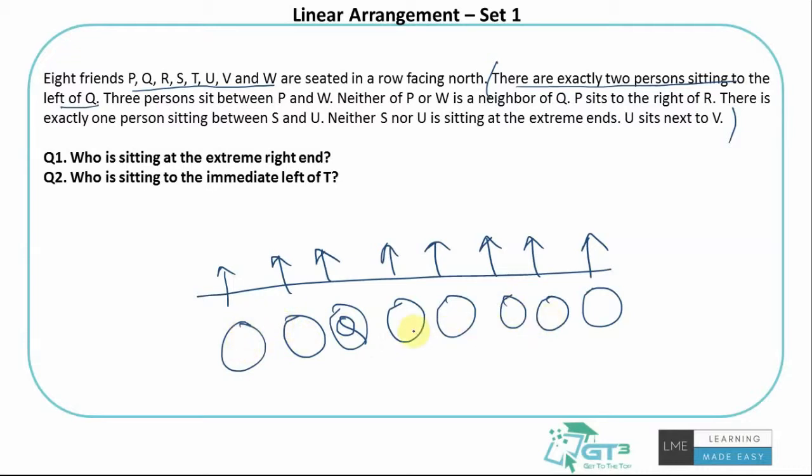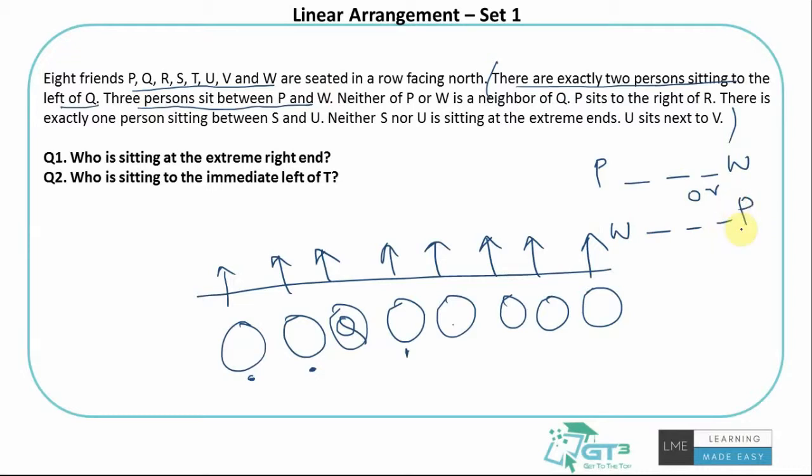If Q sits here, there will be 1, 2 and 3 people. If Q sits here, there will be 1, 2, 3, 4, 5, 6 people. If Q sits here, there will be no one sitting to the left of Q. If Q sits here, there will be only 1 person sitting to the left of Q. So that's why there is only one possibility for the given statement, that is Q basically sitting at the 3rd position. That's clear. They said 3 persons sit between P and W. So that means the arrangement would be like this, R.